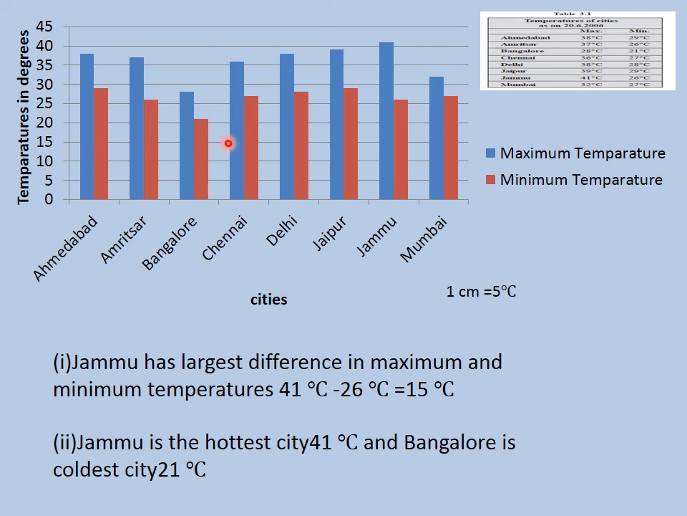And which is the coldest city? So the minimum temperature should be low. Which is having a low minimum temperature? Minimum temperature means which color? Red color. So which is having the smallest red bar? Bangalore. So Bangalore is the coldest city, 21 degrees.